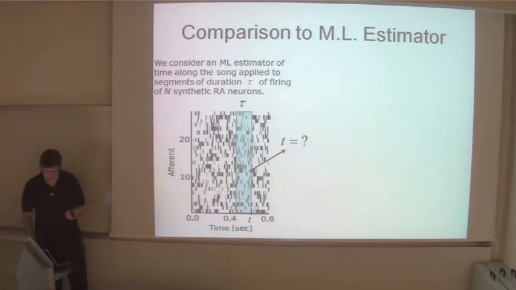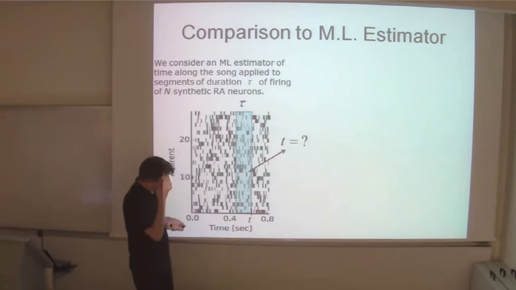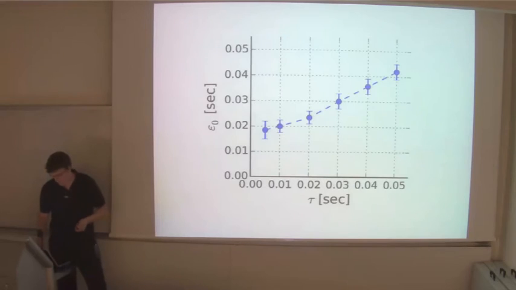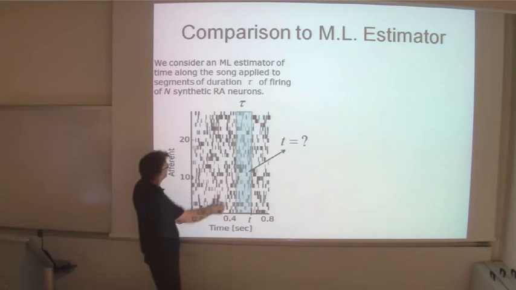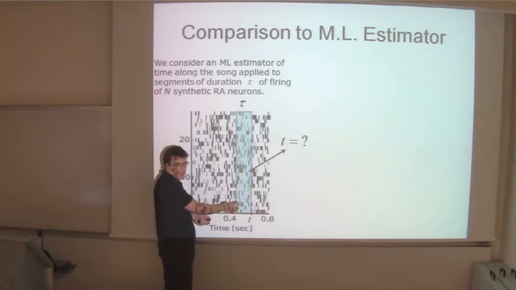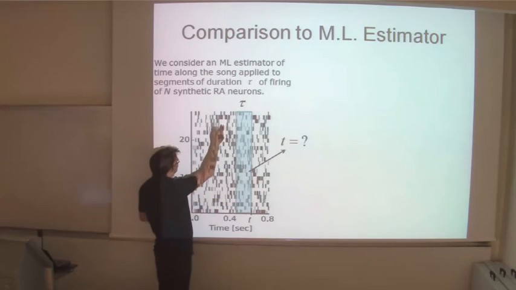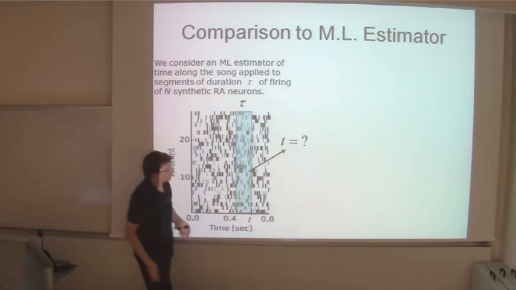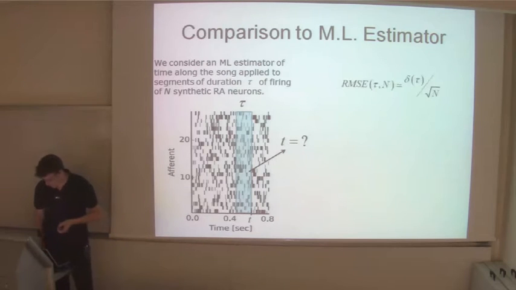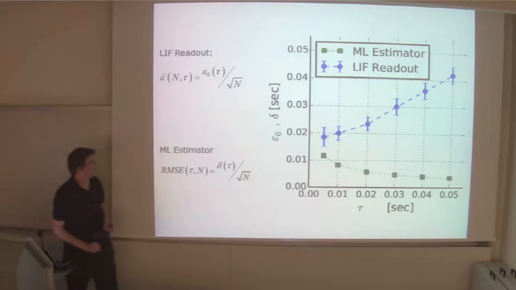But why is this surprising, this decrease when tau decreases? If we compare it to an optimal observer, let's say you look at all the spikes in some time window of size tau and ask, what is the time in the song, just from observing these spikes. You can do maximum likelihood estimation, and you can calculate the same quantity, and this is the result.